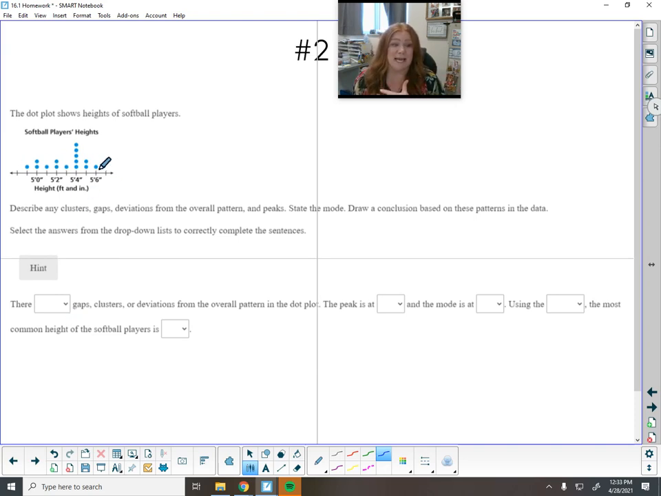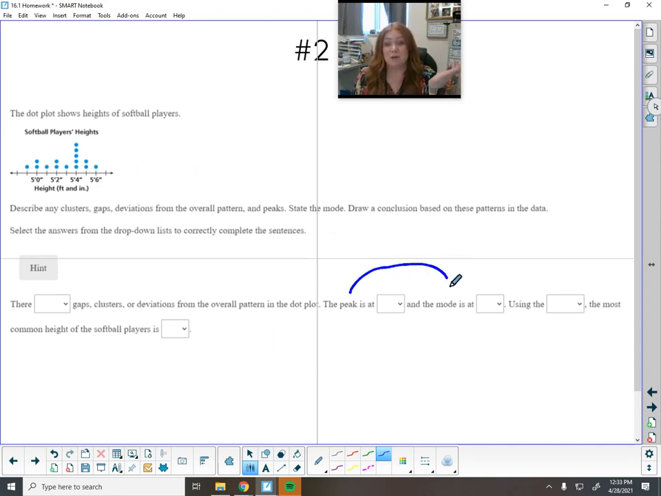I don't see any gaps in here. Clusters are groups of data, and this just has one big group. And I don't really see a deviation, something like an outlier, that just doesn't fit in. So there's really nothing that doesn't fit in. It's showing the height of this softball team, and they're all within about 7 inches of each other, which sounds right. So we find our peak is the highest point.